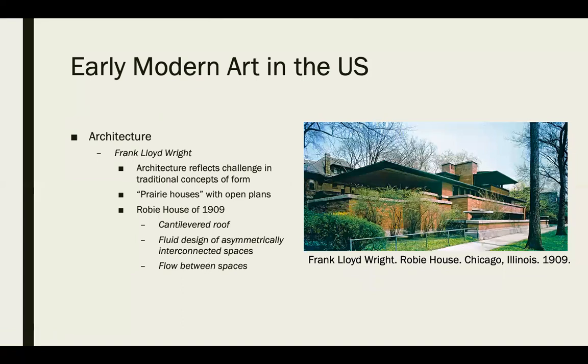And the architecture, where does that kind of fall in this? Frank Lloyd Wright, who we've already kind of talked about pretty extensively, is an architect that is known for his modern architecture. I feel like if you know one name in modern architecture, it's probably Frank Lloyd Wright. His architecture reflects the challenge in traditional concepts of form. He had these series of prairie houses with very open floor plans.